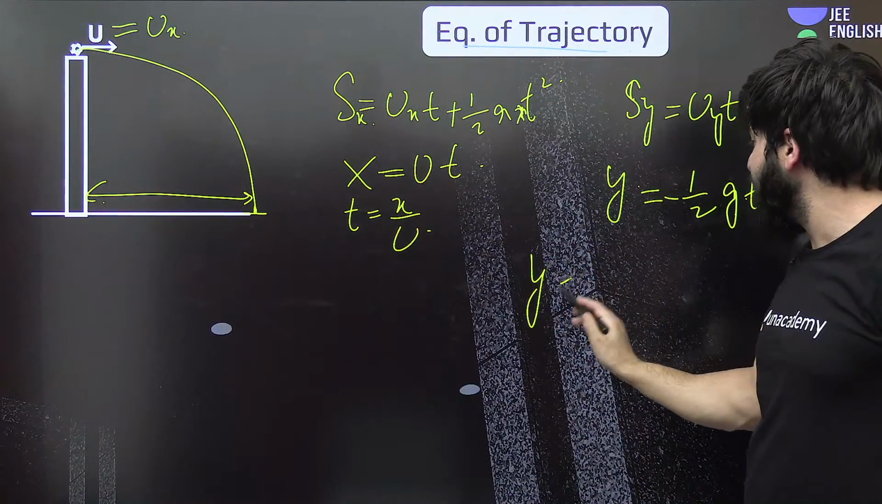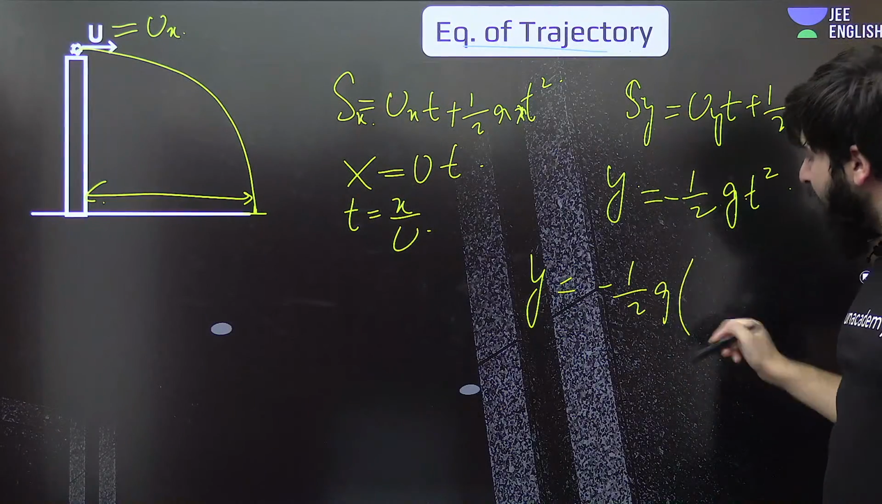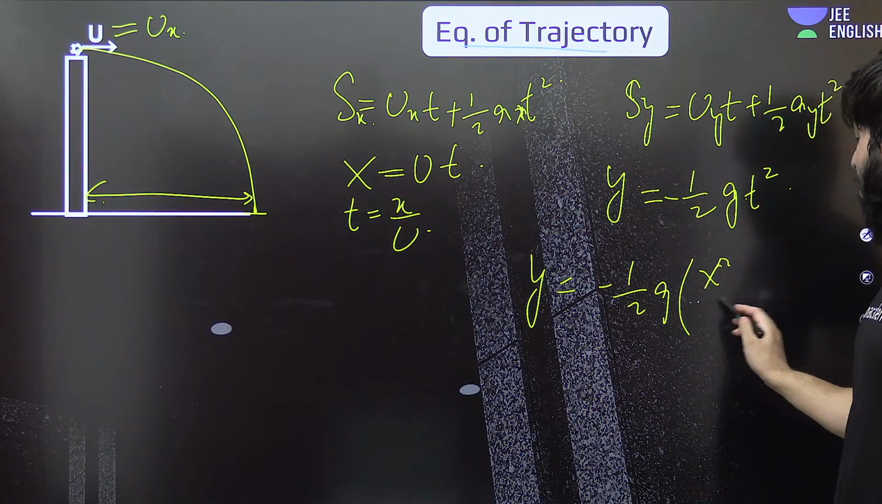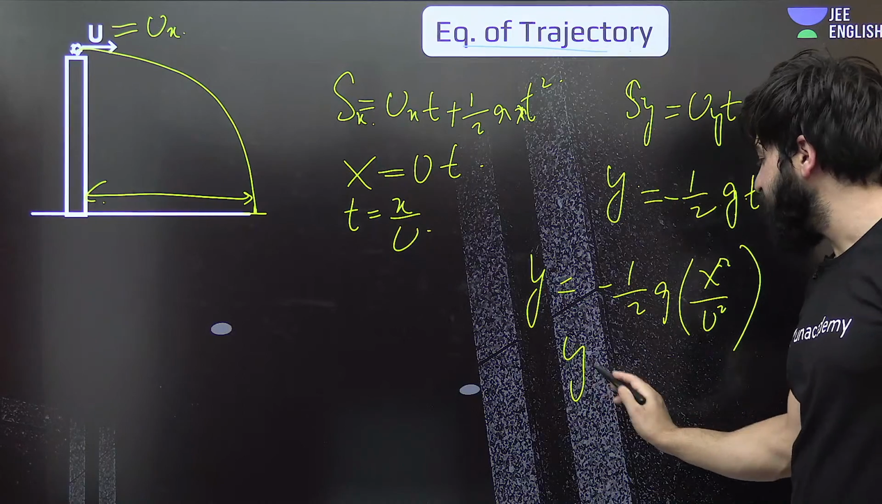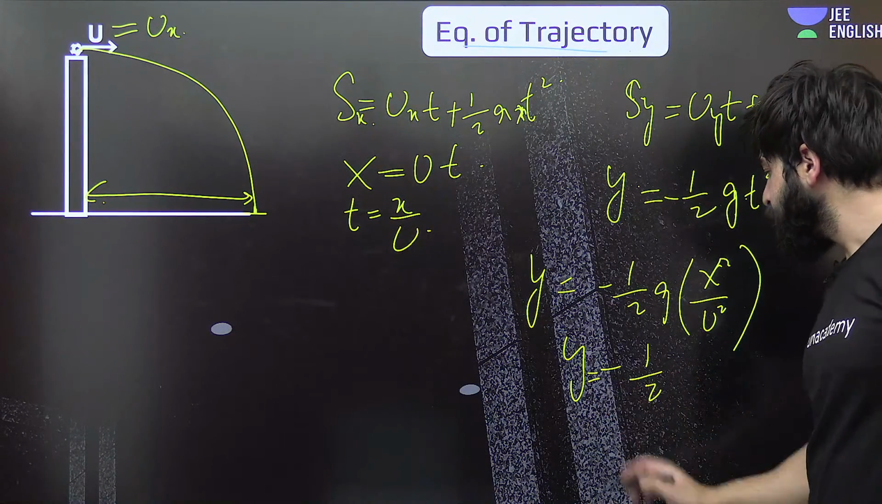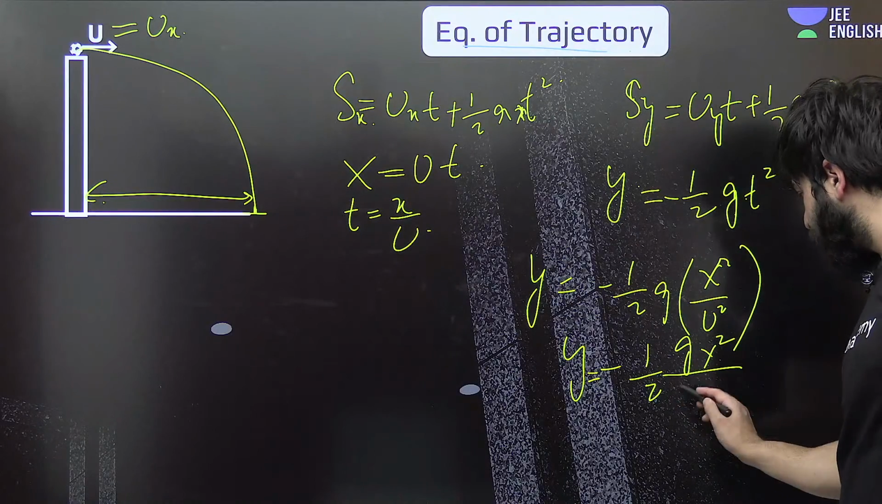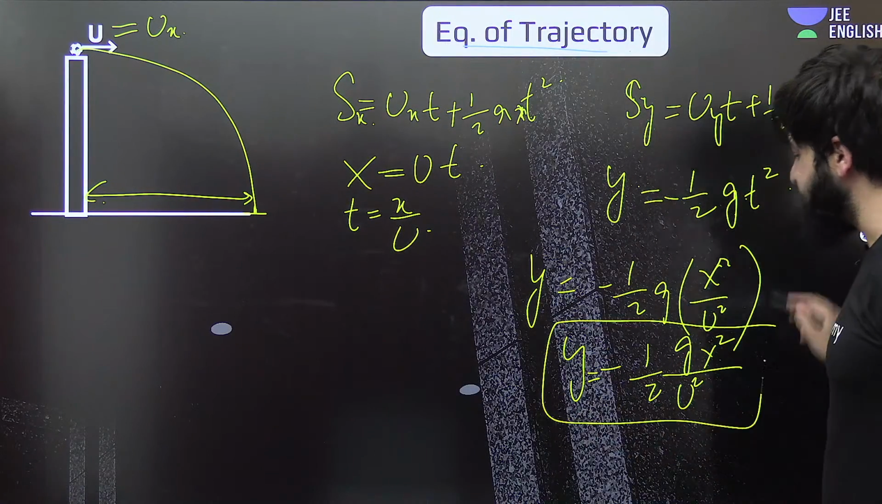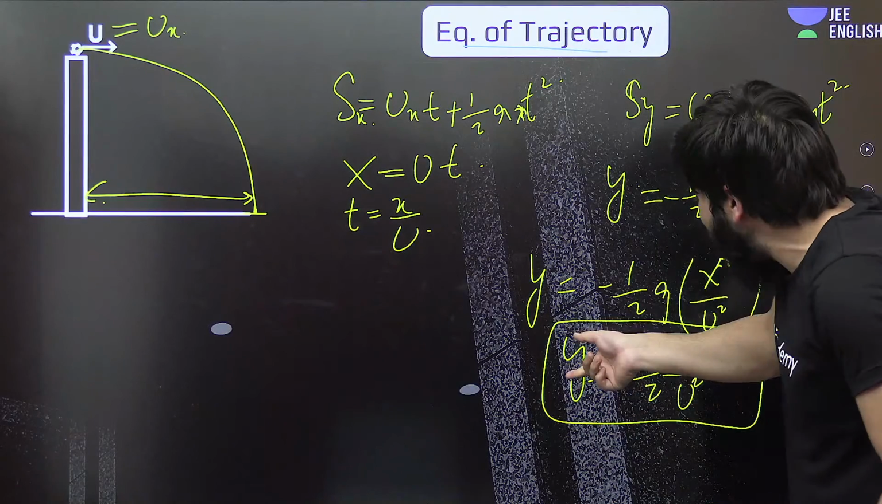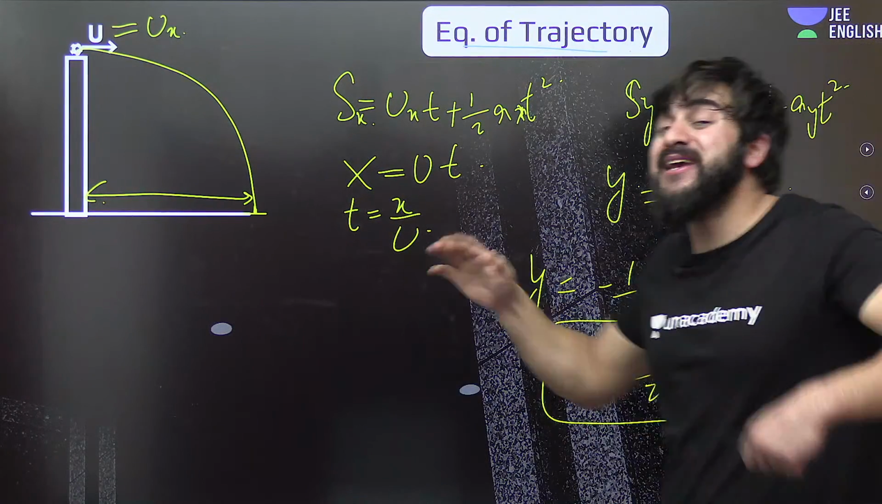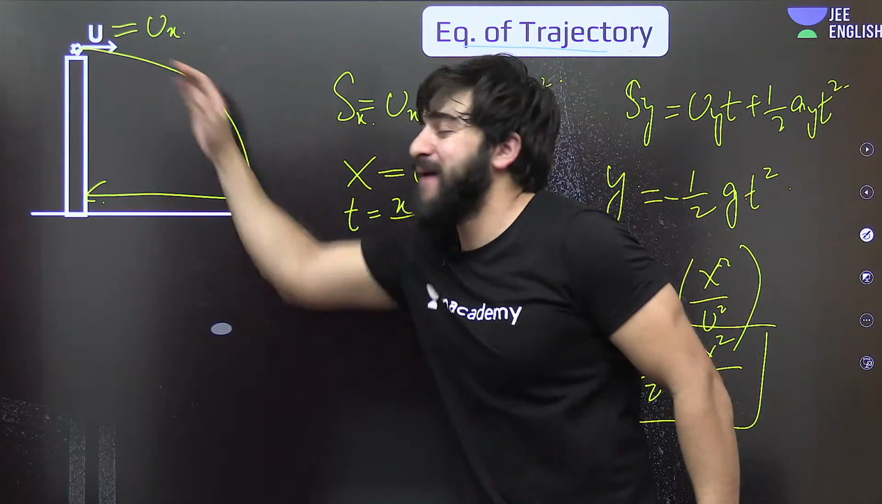So can I just write y is equal to minus 1 by 2 g, and you can take this x square by u square. So y is equal to minus 1 by 2 times g x square by u square. So this is the equation of trajectory. Understand? y is a function of x square, so this is some sort of parabola. So this is parabolic in shape.